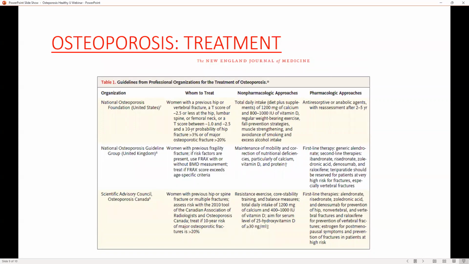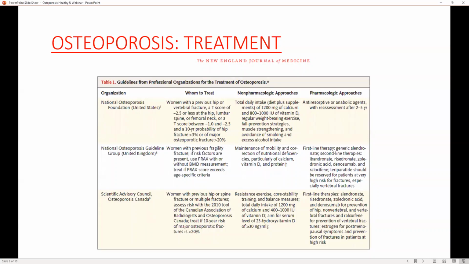Having reviewed the medications, let us now see who should receive them. Recommendations for medical treatment of osteoporosis are outlined in this slide. These recommendations were published in 2016 in the New England Journal of Medicine and refer to postmenopausal females, but are also applicable to other groups of at-risk patients, including males.